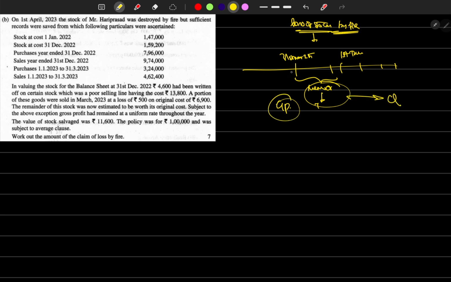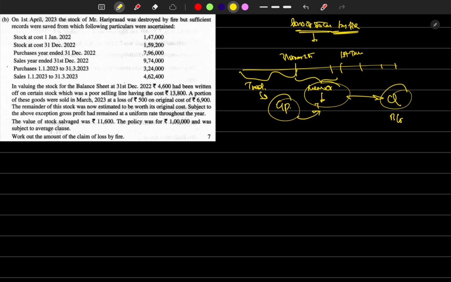To find the GP percentage, we need to prepare the trading account for the previous year. With that GP, we find the memorandum trading account, and the closing stock on the date of fire should be the balancing figure. With that, we can easily find out the loss of stock and the amount of claim which is actually payable by the insurance company. All these things will be findable in a proper manner.